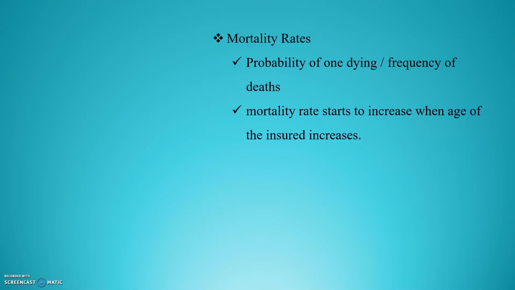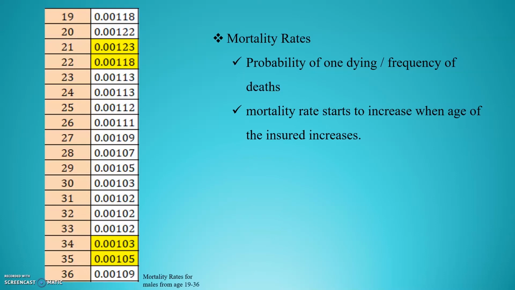The mortality rate starts to increase when the age of one increases because he is exposed to more risk. As you can see, the mortality rate increases to the age of 21, but it starts to decrease after that. However, the mortality rate increases after the age of 34 because we assume that one will have a higher chance of dying as he is aging.